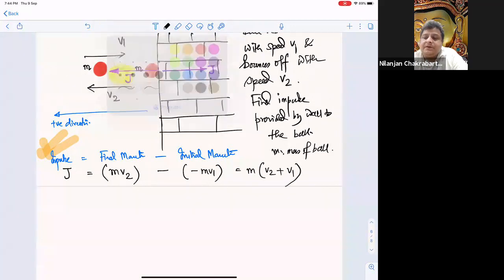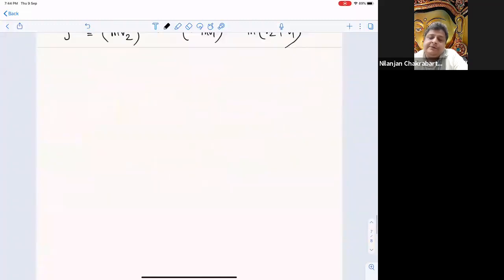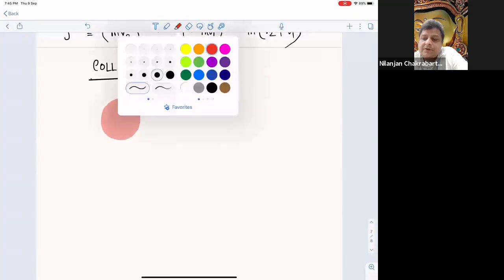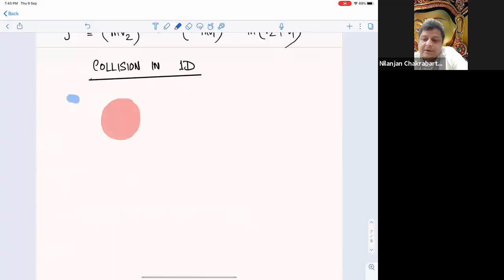Good. Right. Next is our collision in 1D. 1D means x-axis. Now first we'll find out what happens when two bodies collide. We'll take these two bodies, this red body and a blue body, like this. These two bodies will collide.